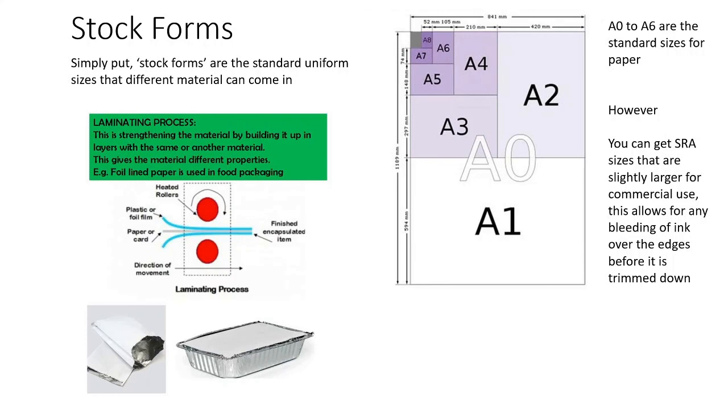There are slightly bigger ones, which are SRA sizes. They're for commercial use, and the reason they're slightly bigger is that it allows for bleed over the edge. If you imagine printing on a big printer, you imagine your paper here, the ink will overspill at the edges, and then you'll trim around the edges so you get a nice finish to it.